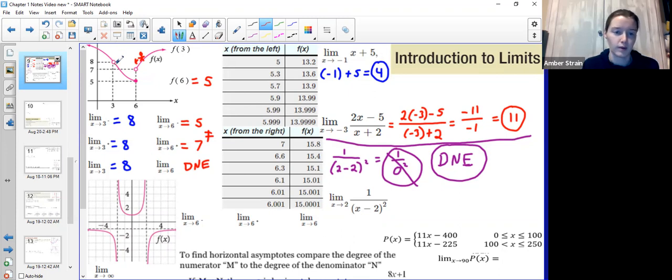Now, what about the 3 over here where there's a hole? It looks like it should have been an 8, right? But it was an open dot. There actually was no value right there at specifically 3. So f of 3, the actual number, did not exist.